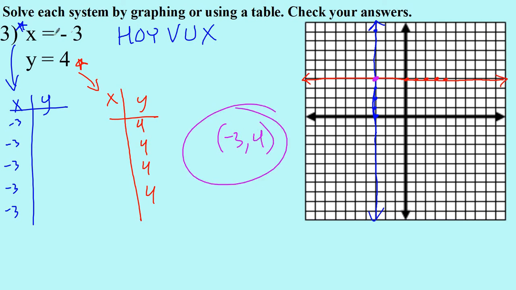Which makes sense because it literally tells you that in the equations. x has to be -3 and y is 4. So that's the only solution, and this is how you graph it. I swear it's supposed to be that easy. It really is. Vertical line, horizontal line.